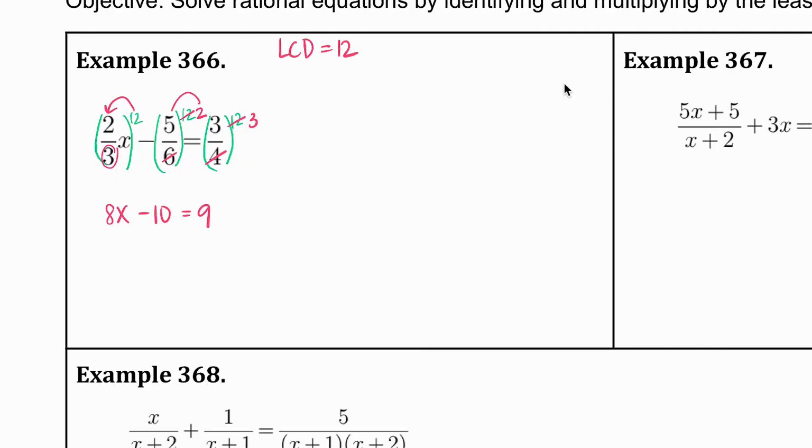So now look, we're left with a much simpler equation that we can solve, and we don't have to even think about those fractions. So that's what multiplying by the least common denominator does: it clears those fractions. It gets rid of those fractions. So now if we solve this, we add 10. We get 8x equals 19, and if I divide by 8, x equals 19/8. That fraction cannot be simplified. So that's kind of the basis of this.